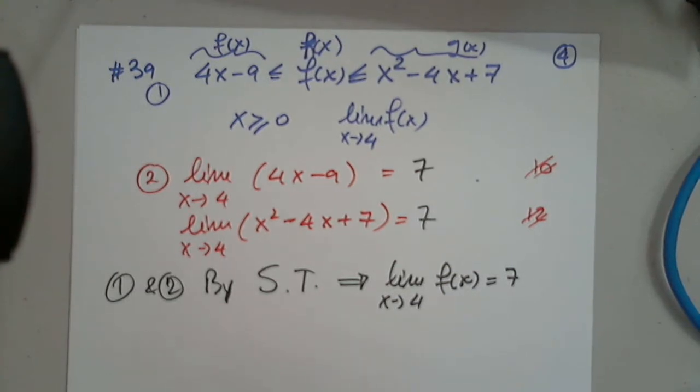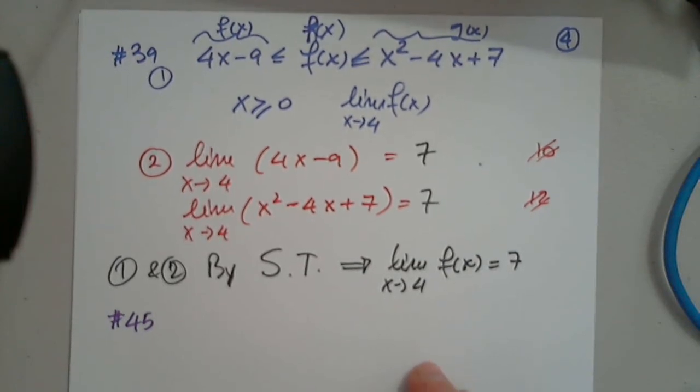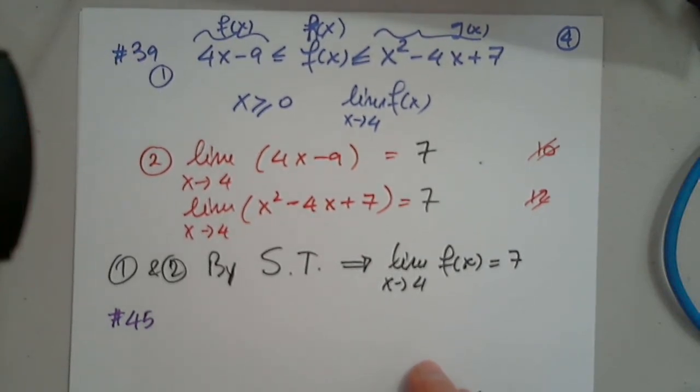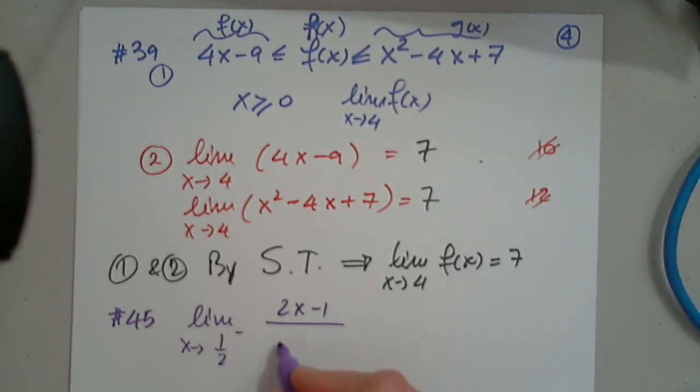45? Let's start with 45. Which one was the other one that you wanted to pick? Or was it the same? Okay. Good. Of course I switched, but I didn't copy it. Wonderful. So the limit as x approaches 1/2 from the left of 2x minus 1 over 2x cubed minus x squared.